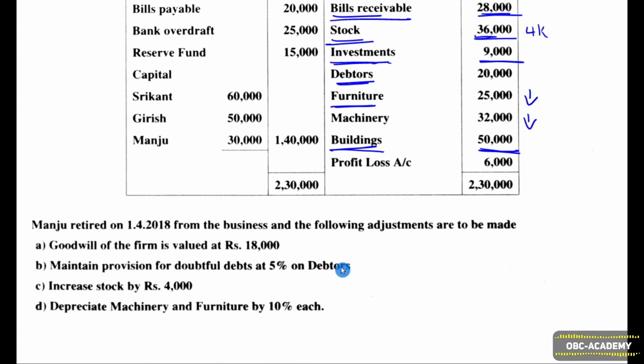Here everything is entered, nothing to be entered because profit and loss account has already been entered, and the goodwill is also entered, so there is no need to enter this amount again. Next, doubtful debts has been entered twice, so it's already done. Next, increase in stock done, depreciation, machinery, everything is done.